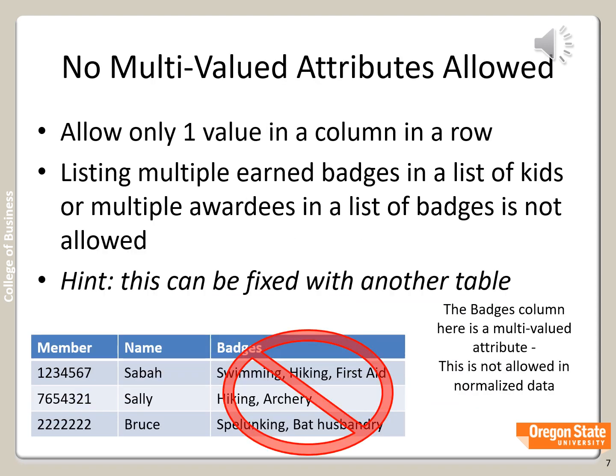Fully normalized data is not allowed to include multi-valued attributes. The second rule of thumb we talked about previously covered this. In the table shown on the slide, listing several badges in one column for the same student violates this principle. Just as we are not allowed to list multiple badges in one column for a kid, as shown above, we are also not allowed to list multiple kids in one column of a list of badges.